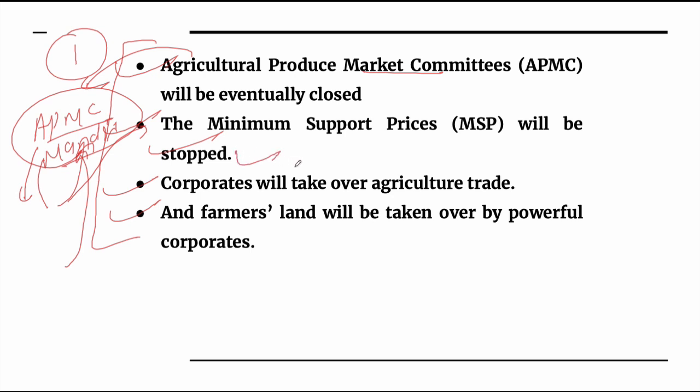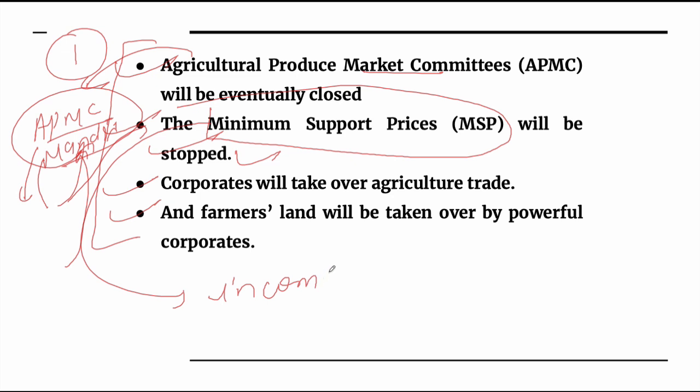Second is related with MSP. MSP provides income security. An assured income is the basic point which farmers in Punjab and Haryana want to continue, because if a farmer is producing wheat and rice, he is assured that he will get a certain amount of money from the government when the farmer sells his product.